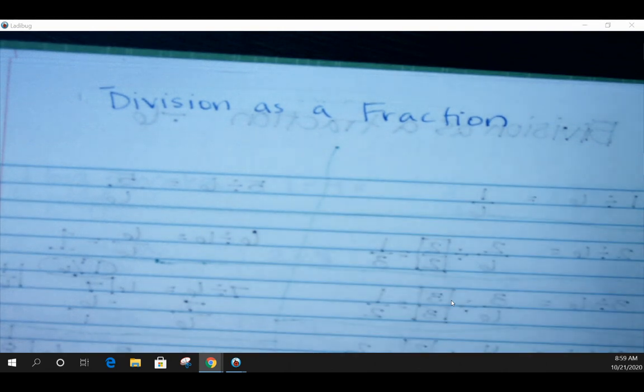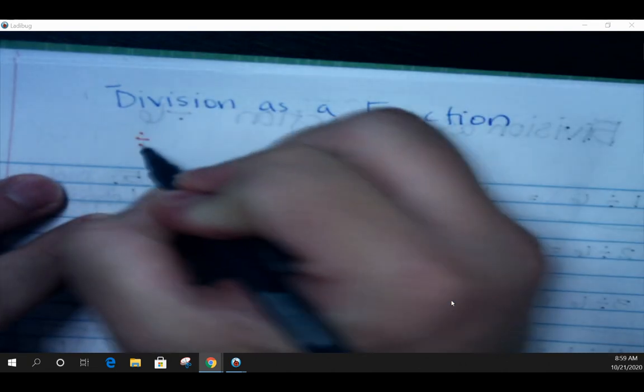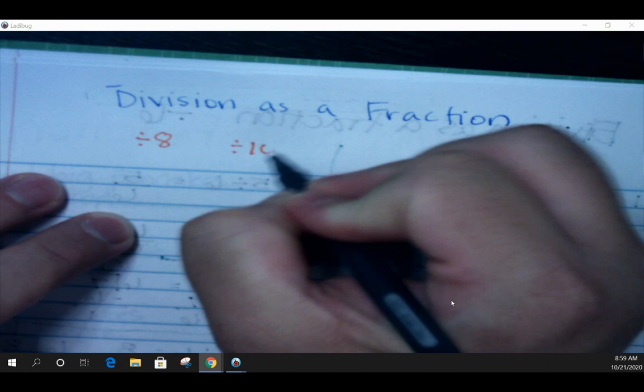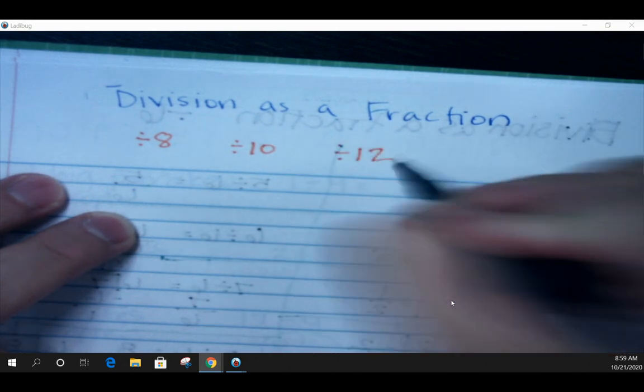Okay, 8, 10, and 12. We're going to be dividing by 8, 10, and 12. Okay, so we want to write that out here. Divide by 8, divide by 10, divide by 12.